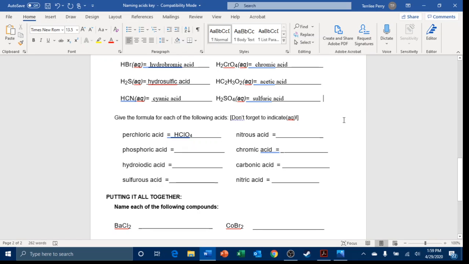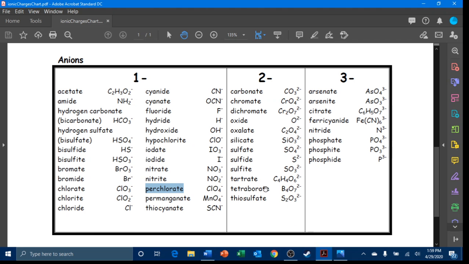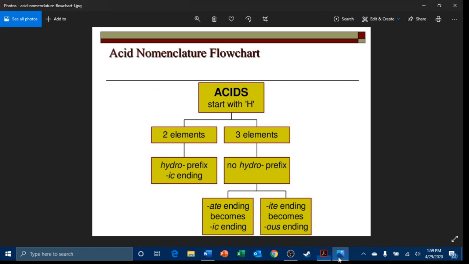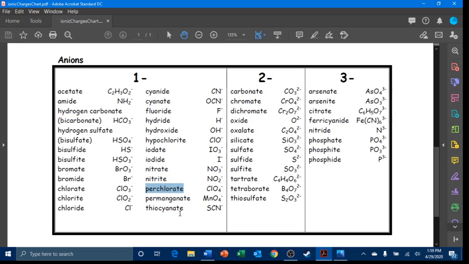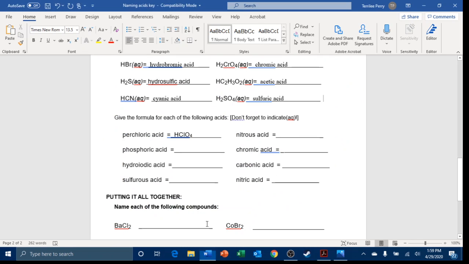All right, nitrous acid. Let's look down here and see what we have. Nitrous. Let's see, what does our chart say? If you have ous, it must be ite. Okay, so we're just kind of going backwards here. So let's look at our chart. Nitrous. So that's going to be nitrite. Okay, so that's NO2 and it's still 1. So that's going to be HNO2.